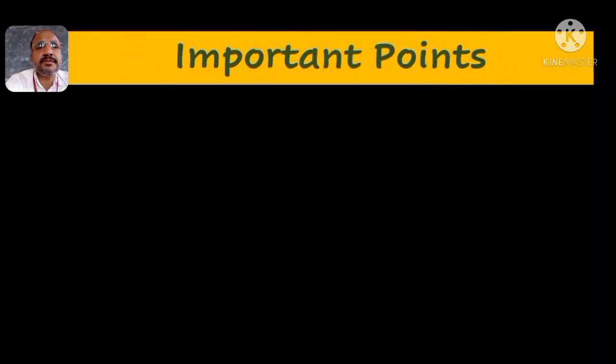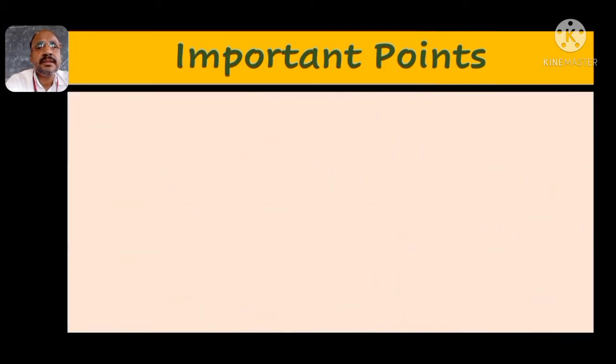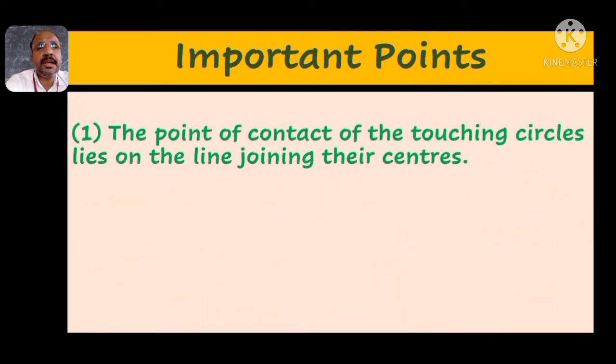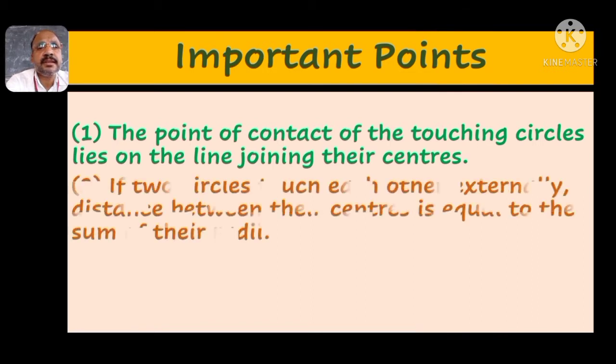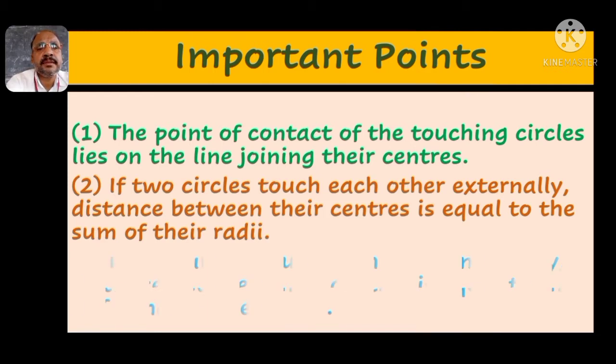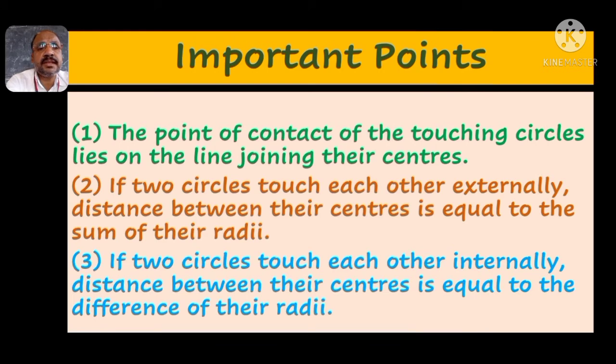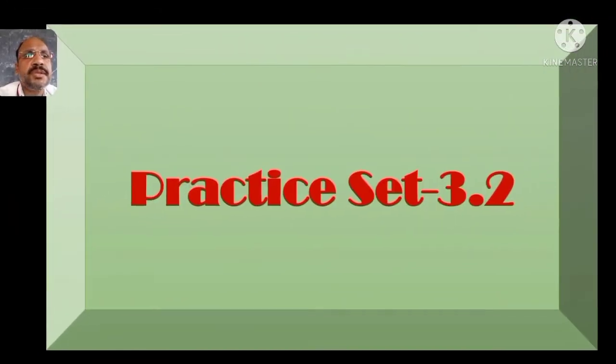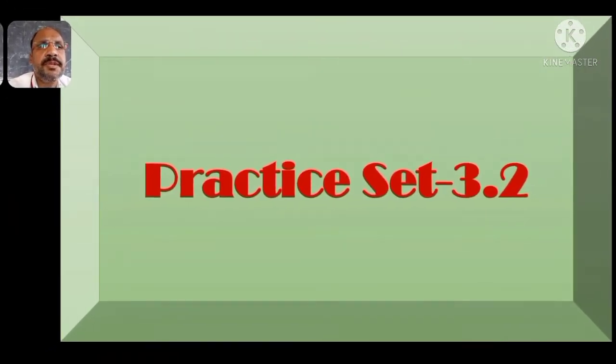Some important points related to touching circles. First, the point of contact of touching circles lies on the line joining their centers. Second, if two circles touch each other externally, the distance between their centers is equal to the sum of their radii. And third, if two circles touch each other internally, the distance between their centers is equal to the difference of their radii. We are going to solve some examples in practice set 3.2.